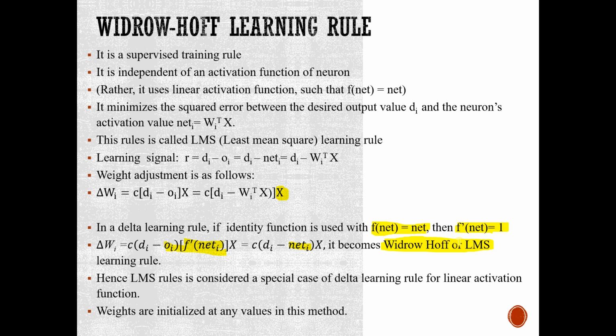Now the weights in case of Widrow learning rule are initialized at any values. So there is no specific rule saying that particular weights should be taken. Any weights can be considered at the beginning. So now we have to solve some problems on Widrow-Hoff learning rule, and then we shall move on to the next learning rule.